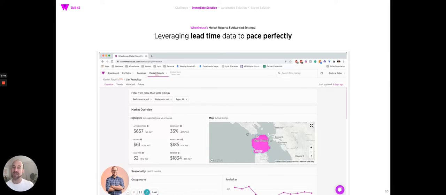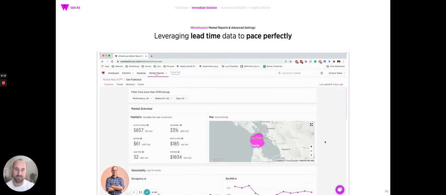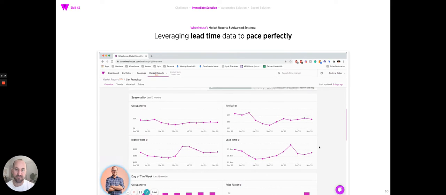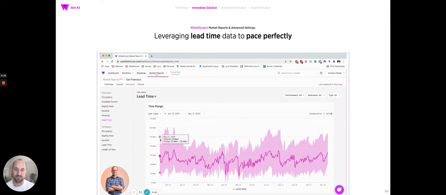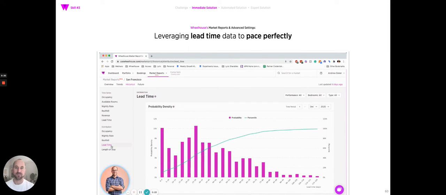And per usual, let's step into the market report and let's see how Wheelhouse can help you learn a little bit more about this. There are a number of ways we can figure out our market's lead time. On the market reports page, you can see there's kind of a blended lead time curve, but we want to do a little bit of a deeper analysis. So yes, you could look at your lead time in a very specific time series, but an easier way that I find is if we go look at our lead time chart here, and now we're looking at probability of when bookings will occur.